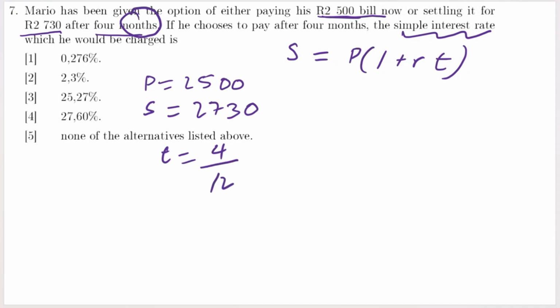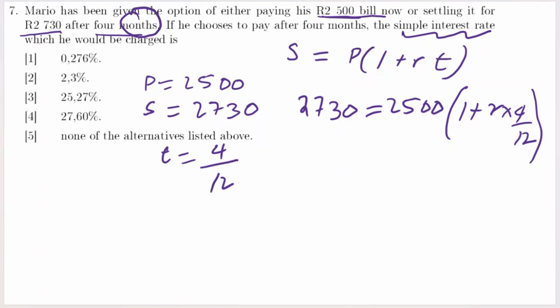So now you can just substitute everything there, which is 2,730, and your P is 2,500 into 1 plus R, your T is 4/12. This is the same process as we have done in the previous one. So your I there is equal to 27.6%.